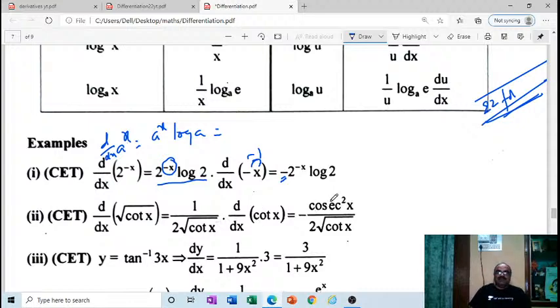One more concept, friends. Differentiation of root cot x.